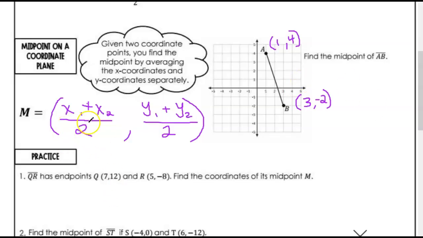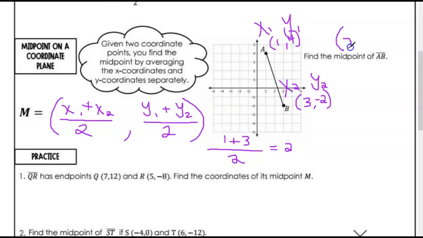All right, so we're going to use the formula. What do we add first? The x's. So let's do the x's. What are the x's? 1 and 3, right? x1, x2, and then y1 and y2. Okay, so let's add the x's. 1 plus 3. 4. Good. And divided by 2? 2. Yes. Half of 4 is 2. So my answer for the x, the first number, is a 2.